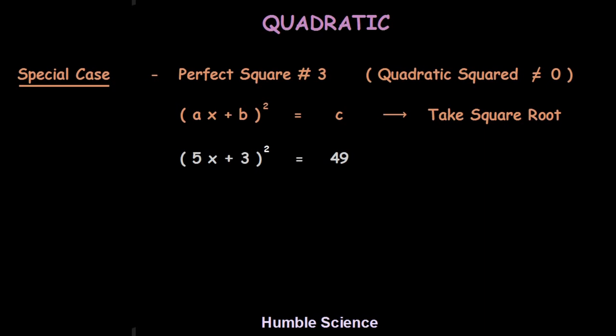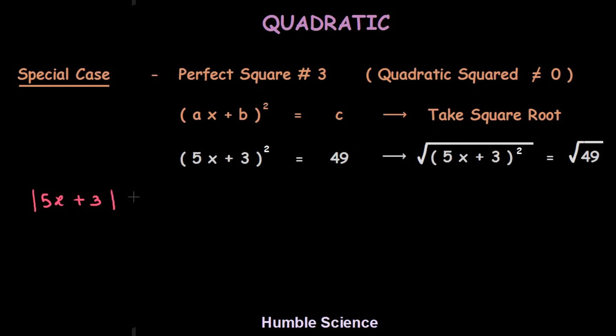Let's say we have 5x plus 3 squared equal to 49. In the first step, I will try to take the square root on both sides. We're going to get the square root of 5x plus 3 squared equal to the square root of 49. When we take the square root of something squared, we get the absolute value of that. So we will have the absolute value of 5x plus 3 equal to 7, which means 5x plus 3 is going to be equal to plus or minus 7.